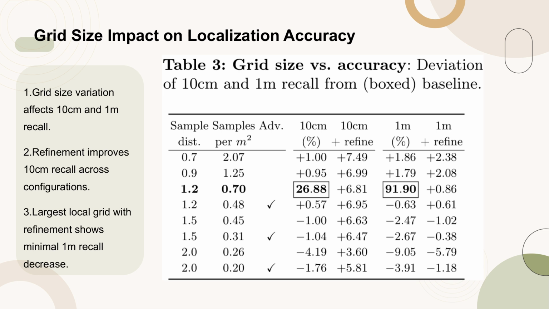For the largest local grid configuration with refinement, the 1 m recall only experiences a minor decrease of 1.18% compared to the baseline. This suggests a trade-off between the density of scene sampling and the necessity of refinement, yet the method consistently achieves robust results even with very sparse sampling, making it particularly effective for large-scale scenes.